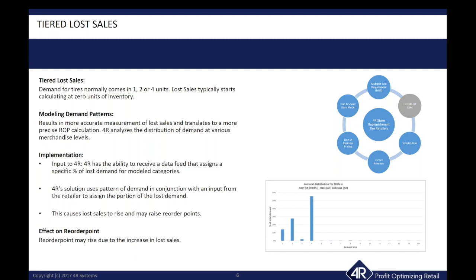Tiered loss sales is modeled by 4R based on historical transaction data, and the data feed can be received by 4R that assigns a specific percentage of loss demand for these model categories. When tiered loss sales are in place, the loss sales scored are more accurate and typically higher. This subsequently causes the reorder point to rise slightly.